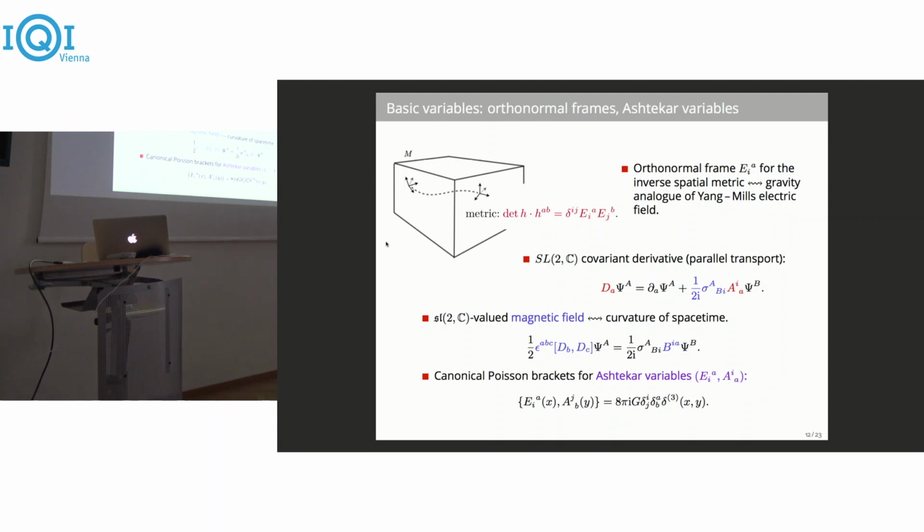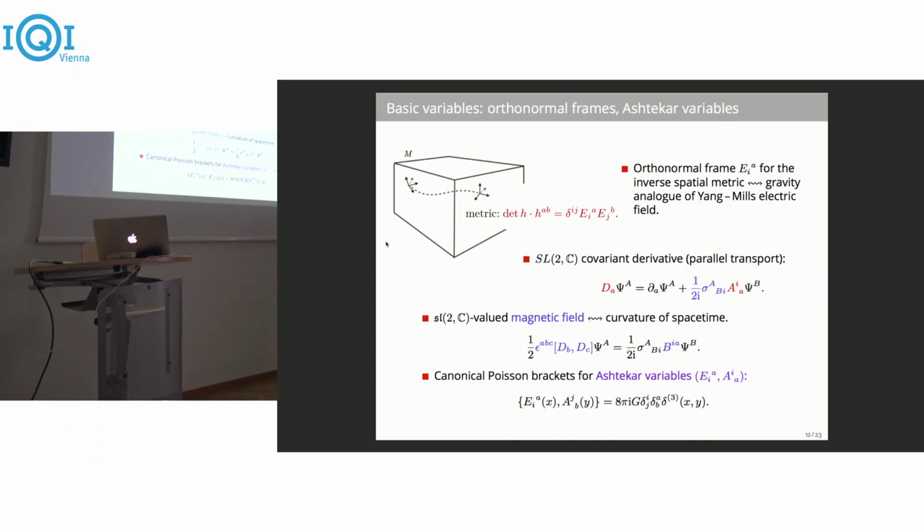A spinning particle, like a spinor, then couples to the geometry via a connection, a notion of parallel transport, which in the case of gravity is an SL(2,C) covariant derivative. SL(2,C) because it is the universal cover of the Lorentz group. The curvature of space-time is then encoded into the commutator of this covariant derivative, which gives the gravity analog of the magnetic field, the curvature.